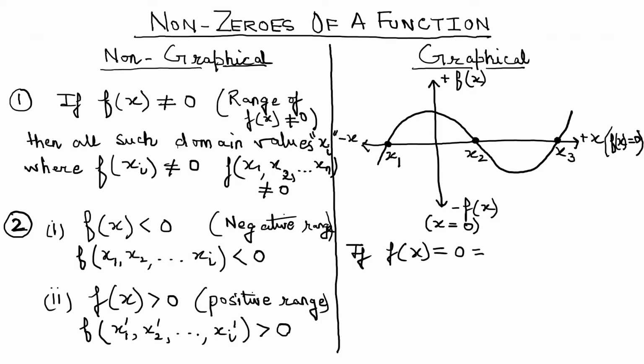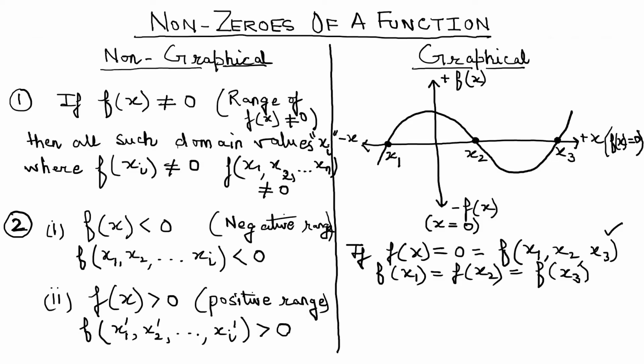We are talking about all such domain values. So the domain values are x1, x2 and x3, and all these three values. So f of x1 gives you 0, f of x2 gives you 0, and f of x3 gives you 0 is what I am trying to indicate with the help of this. Okay, so we are saying that f of x1 is equal to f of x2 is equal to f of x3, and all three of them have the same range, which is 0.